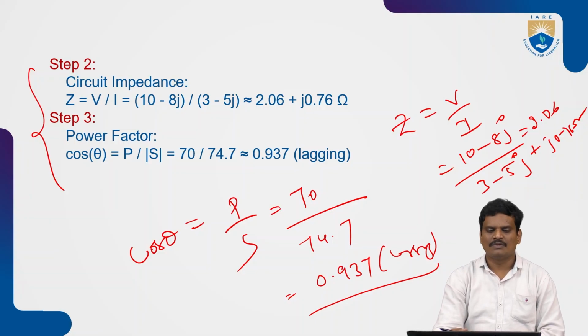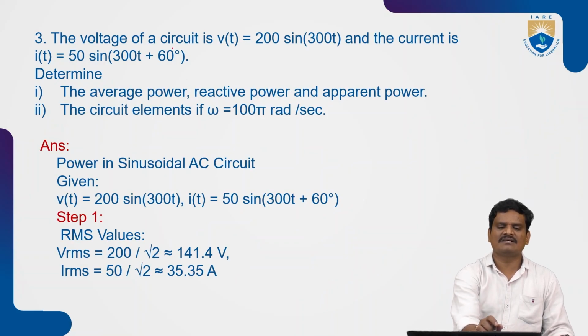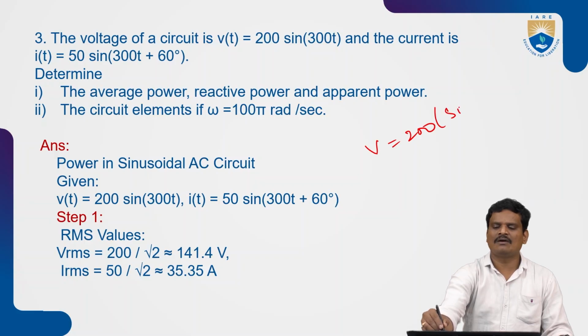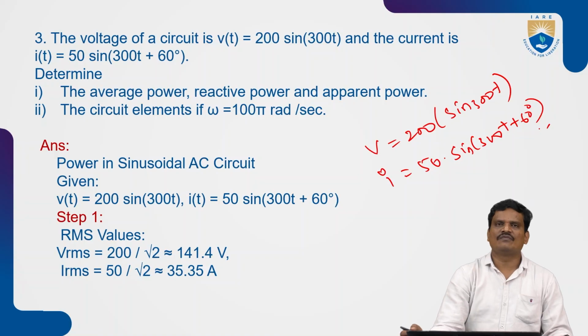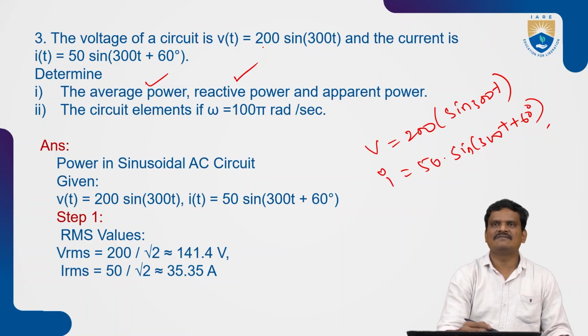Now we'll go to question number 3. The question number 3 has been given like this. He has given the value of voltage equal to 200 sine 300t. And he has also given the value of I as 50 into sine of 300t plus 60 degrees. For this question, you need to calculate the value of average power, the value of reactive power, as well as the value of apparent power.